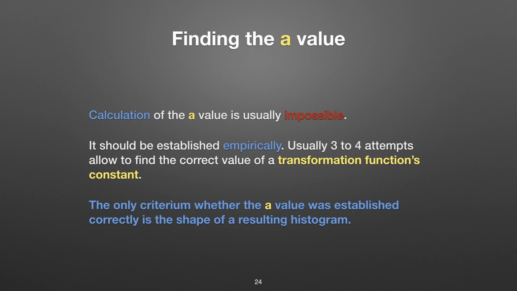Now we arrive at one of the more practical and slightly less elegant truths of chemometrics. The a value in these transformation formulas usually cannot be calculated directly. It has to be found empirically. According to the slide, usually 3 or 4 attempts are enough to find a suitable value, and the only real criterion is the shape of the resulting histogram. So yes, this is partly mathematical and partly experimental craftsmanship. Sometimes the honest answer is not, we derived it beautifully, but rather, we tried a few sensible values and the histogram finally stopped looking offended.